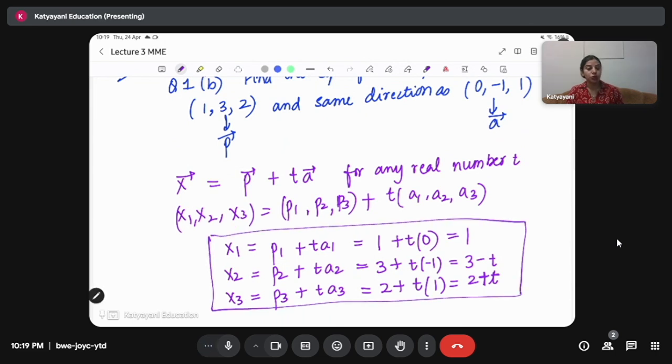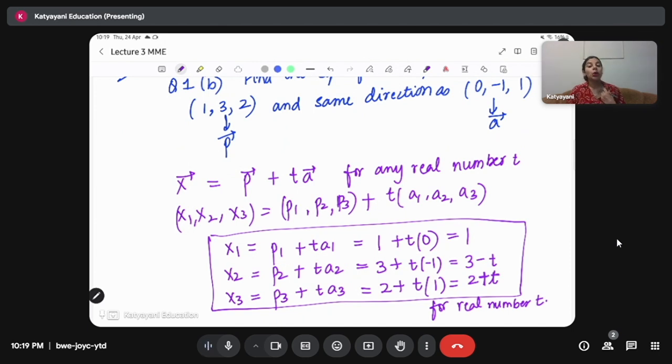This is how you will state the equation. It is a set of all the points where x1 takes the value 1, x2 takes the value 3 minus t, and x3 takes the value 2 plus t for any real number t. So we have to mention this as well: for any real number t. At the end of the answer, you have to mention this as well.